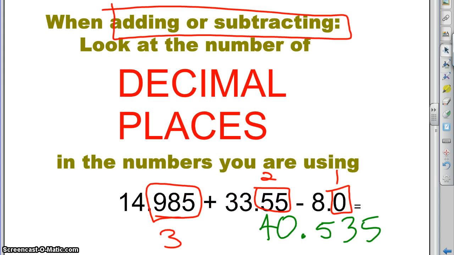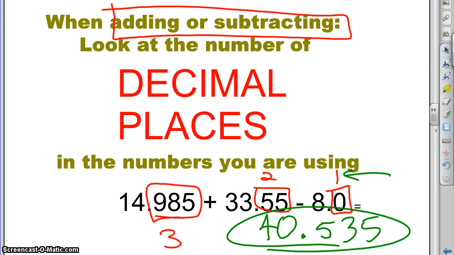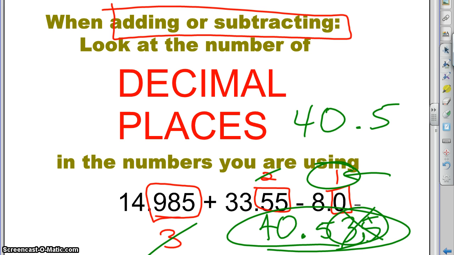All right, now let's go back. Which one of these has the fewest digits to the right of the decimal point? Well, clearly the 8.0 does. It has 1 digit to the right of the decimal point. That means that our answer here should be rounded until it also has not 3, not 2, but 1 digit to the right of the decimal point. So that would be 40.5, and then the 3 will go away and the 5 will go away, and those do not round up. So we are done. 40.5 is the answer to that question.